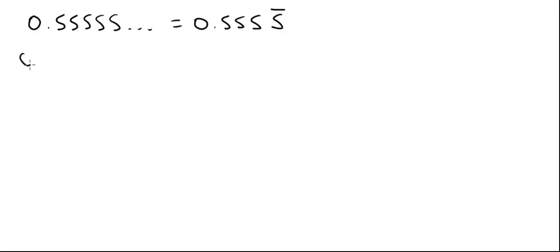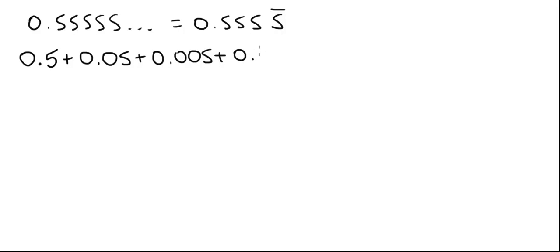Now, a repeating decimal is always a geometric series. So this one is 0.5 plus 0.05 plus 0.005 plus 0.0005 and so on. A geometric series always has a common ratio between terms. We call that r. If you take any term except the first and divide it by the previous term, the ratio will be the same.